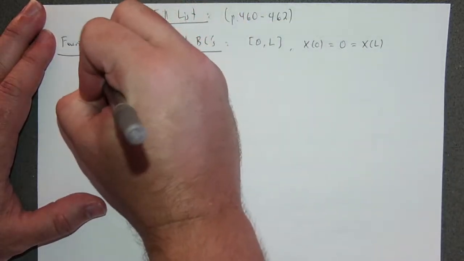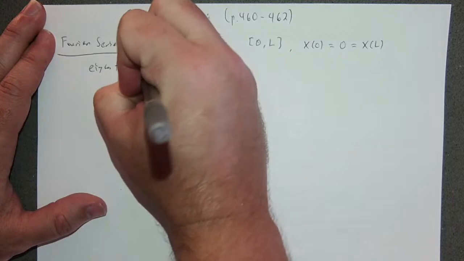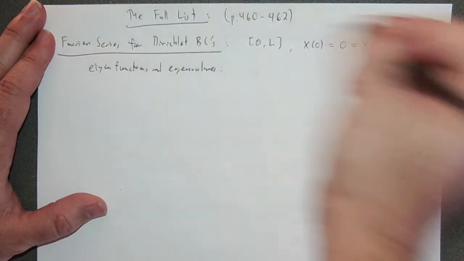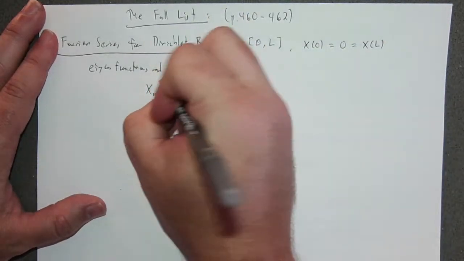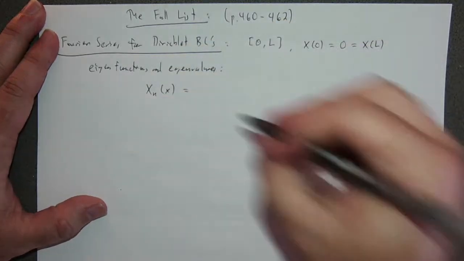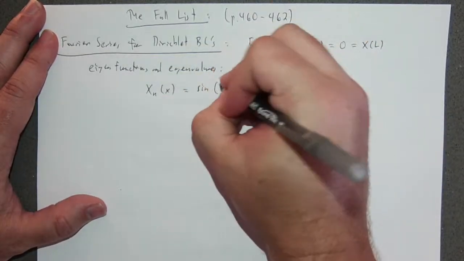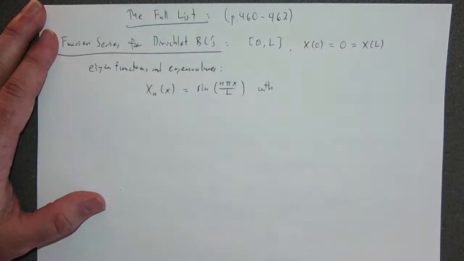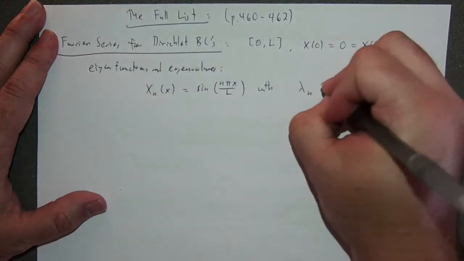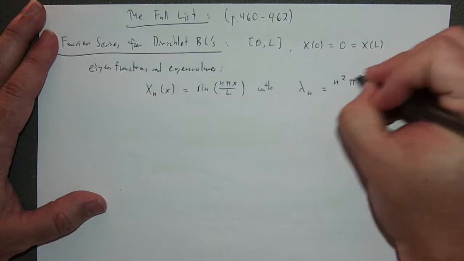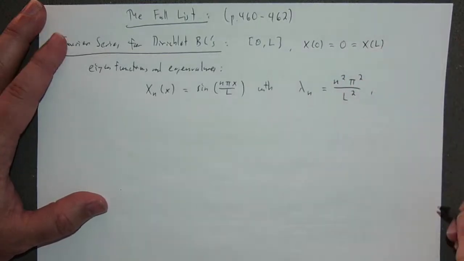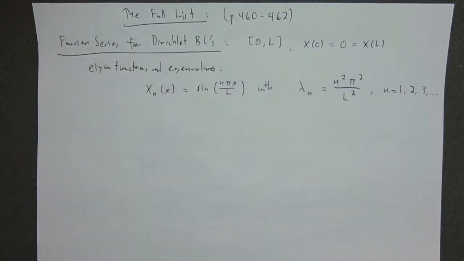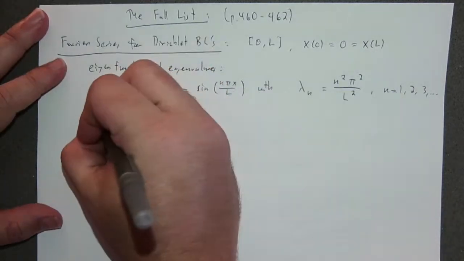As we just saw, the eigenfunctions are sine of n pi x over L, with our eigenvalues lambda sub n being n squared pi squared over L squared. And n here is 1, 2, 3, and so on, all the positive integers.